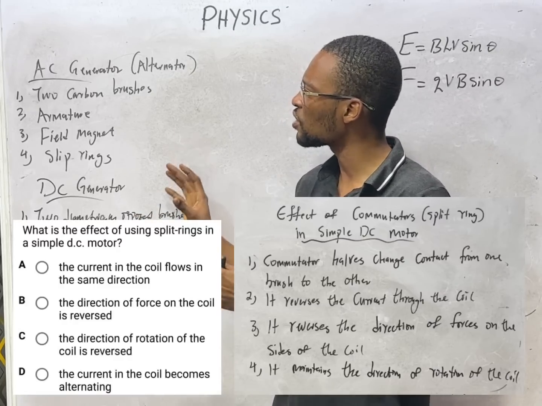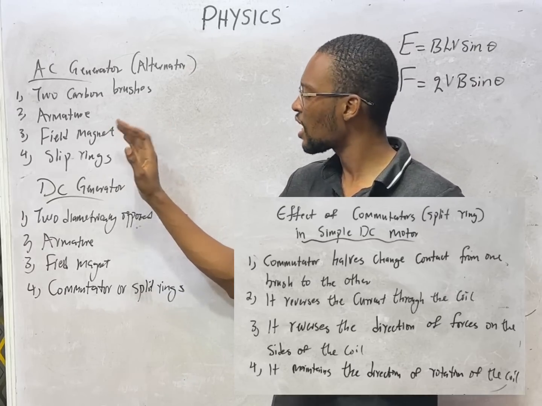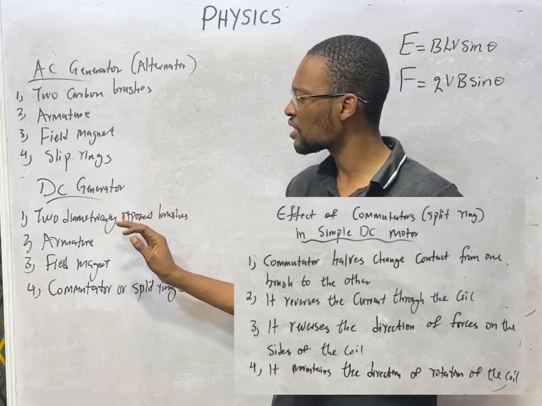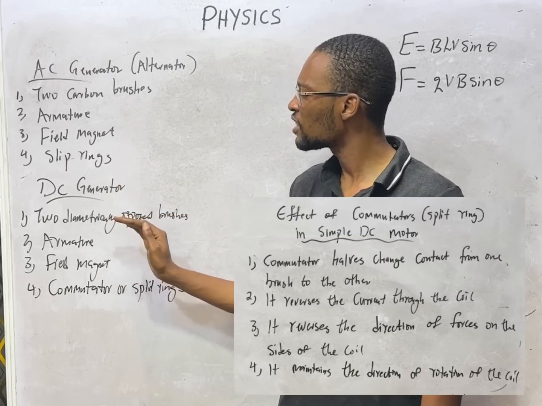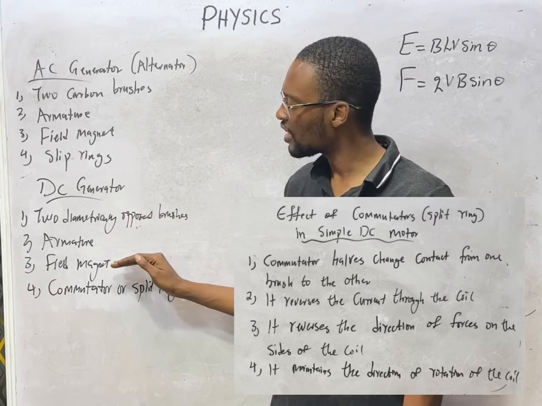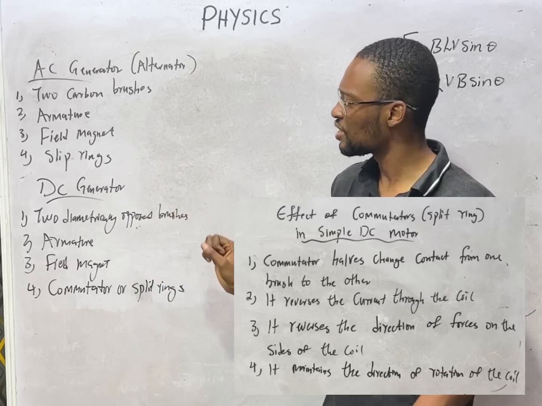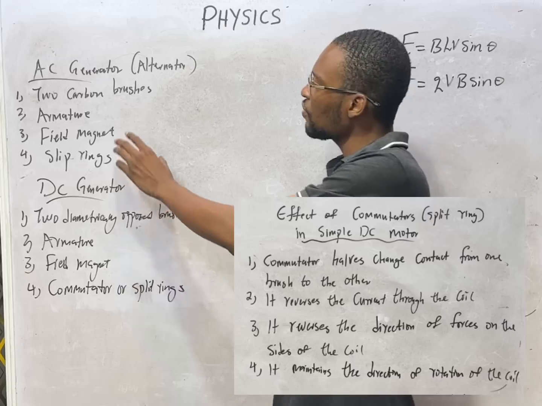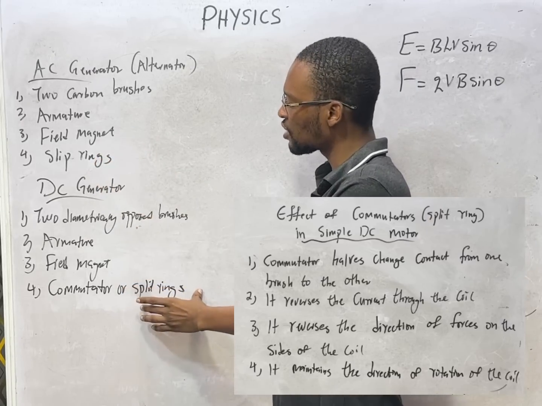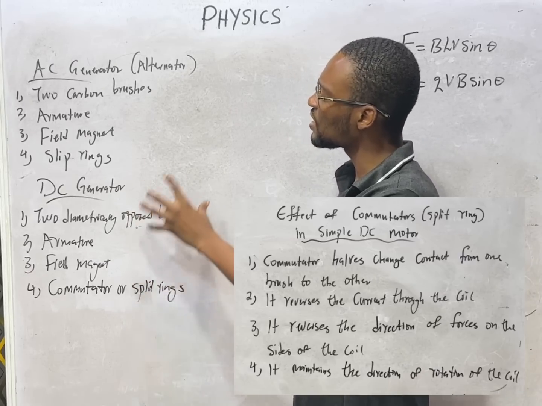Now look at the features of these two. The AC generator has two carbon brushes, armature, field magnet, and slip rings. For DC generators, you see two diametrically opposed brushes. They both have brushes, the armature, and the field magnet. But the difference between AC generators and DC generators is that AC generators have slip rings, and DC generators have split rings. So that is the difference between them.